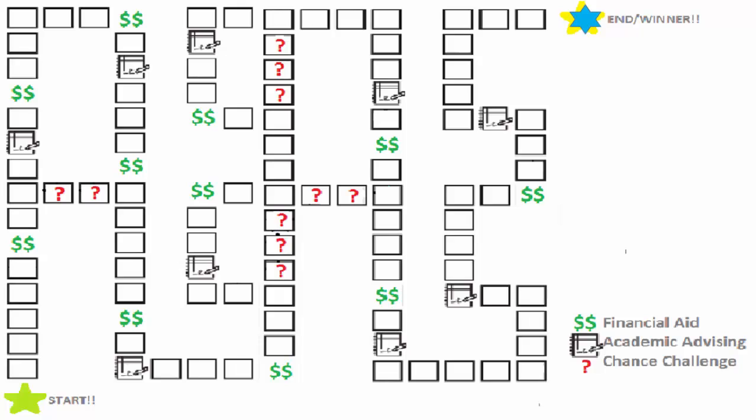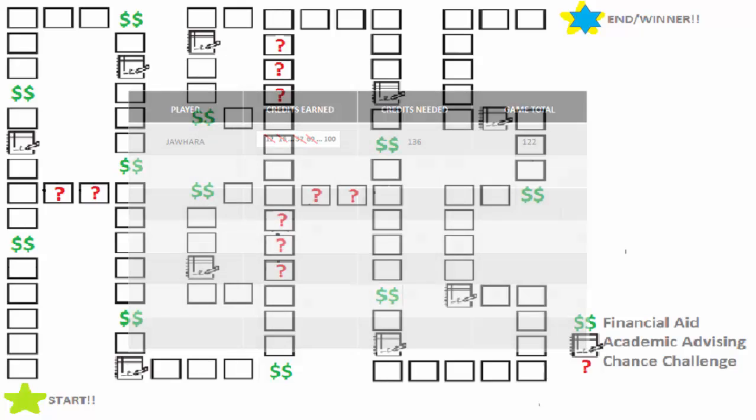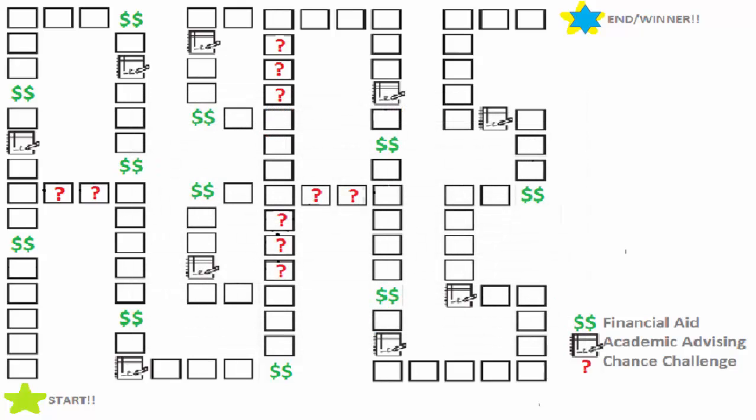Once the player has reached the Graduation Day tile, the player's scores are tallied. If the final credits earned in the game are not equal to or greater than the credits needed for that player's personality, as you can see on the example player, Jawhara needed 136 credits for their personality. They only earned 122 credits. There are 2 options at this point. Option number 1, they can forfeit, but that's no fun. Option number 2, they can choose to continue the game with the player and credits earned until they've reached the end with enough credits.